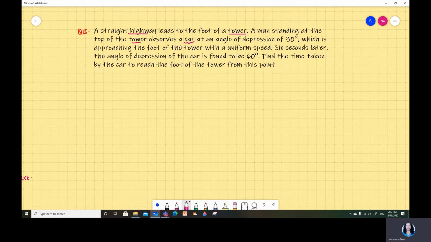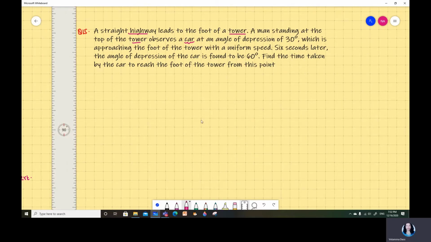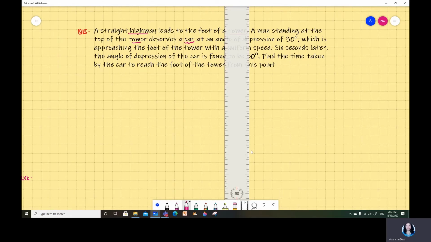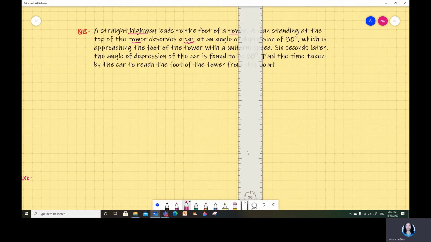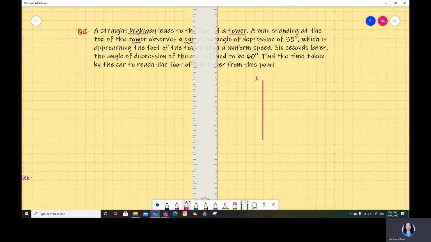So here we can find there is a highway, and a highway is just a horizontal line we will draw, a road which is leading to the tower. So there is a tower and a car. Let's predict the diagram. So here we have a tower. Let's draw a tower, and we assume this tower is AB.